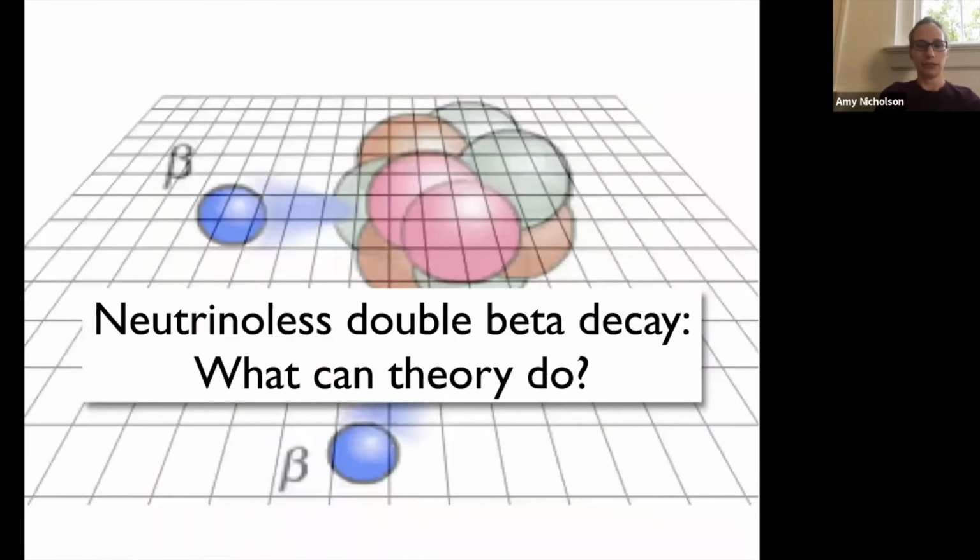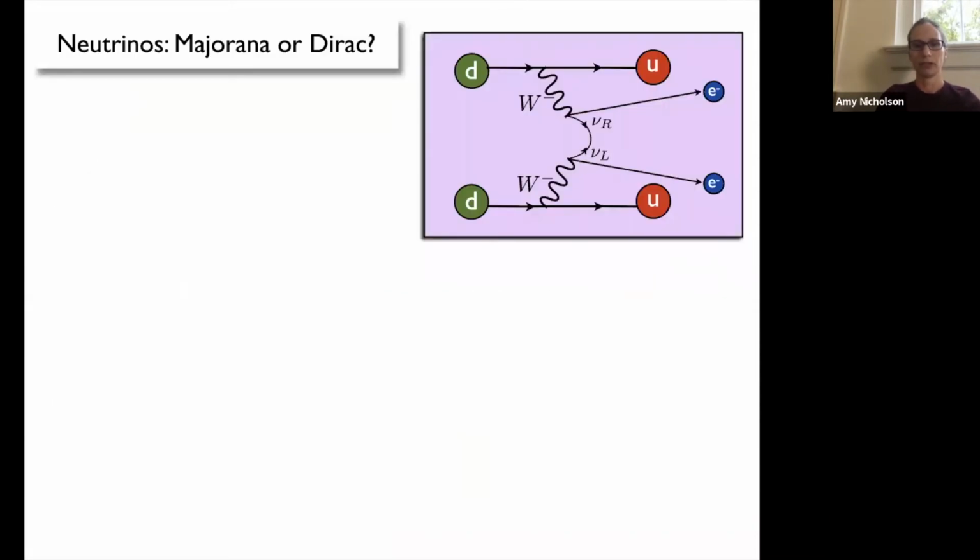So starting with this example, let's take a look at what theory can do to try to inform these experiments and try to draw as much information as we can out of limits and signals from them. I'm just going to give a very brief overview of neutrinoless double beta decay. We know that neutrinos have mass, and this is already beyond the standard model physics. What we don't know is how these neutrinos generate their mass.